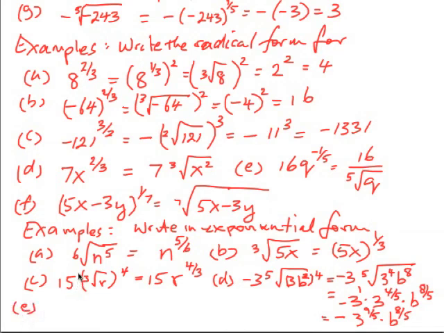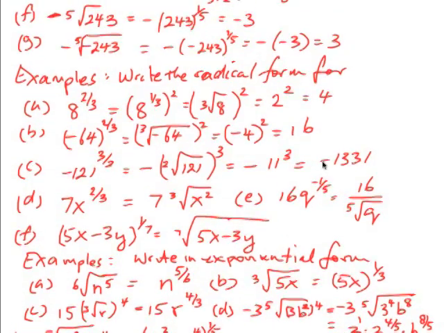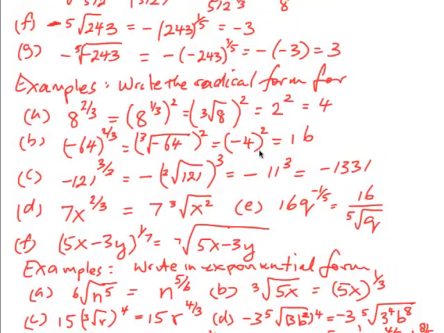Alright, and finally, what if we have the fifth root of x squared plus y to the 4. This would of course be x squared plus y to the 4, all raised to the 1/5 power. Okay, so that's how we do conversions between radicals and exponents.